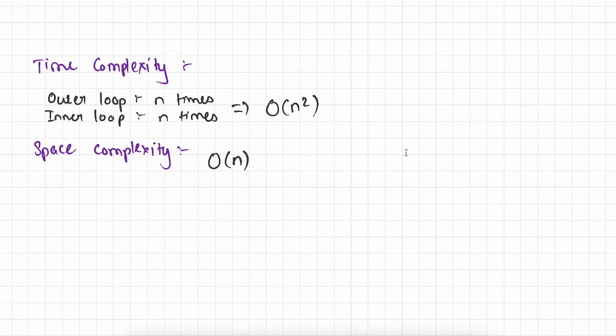So I hope now you understand how to solve this problem using recursion. And in upcoming videos, we are going to look at this problem again, and we will solve this problem using an iterative solution. So stay tuned.